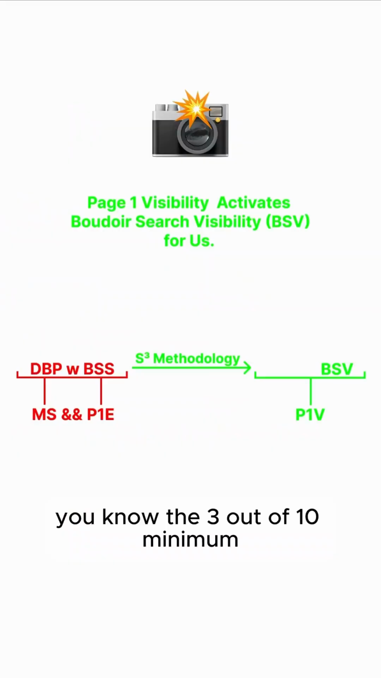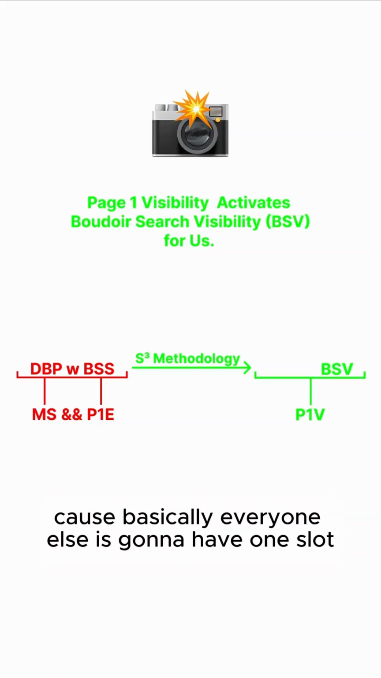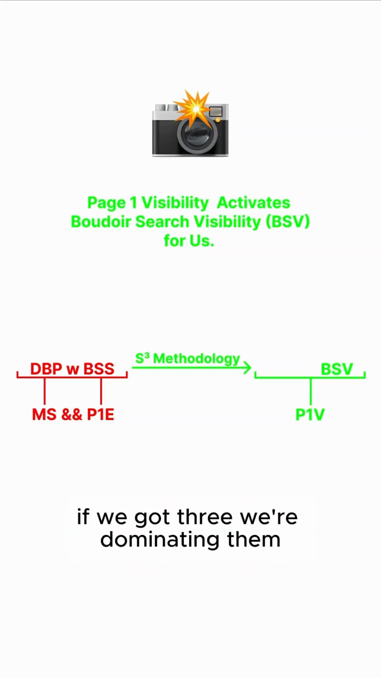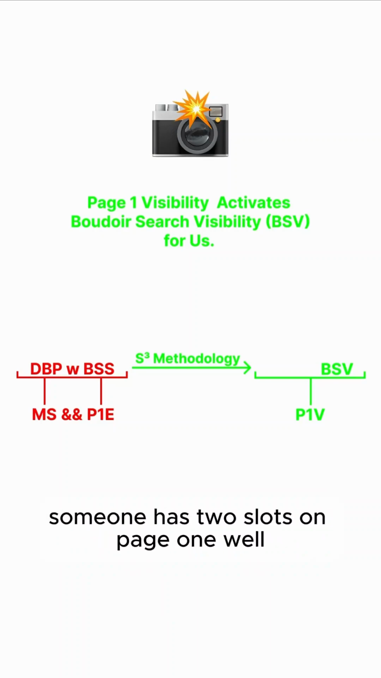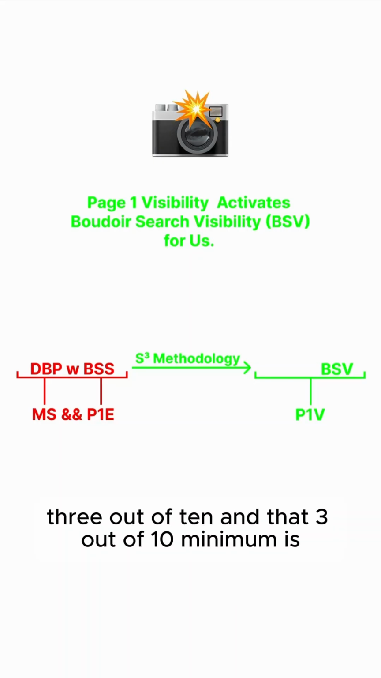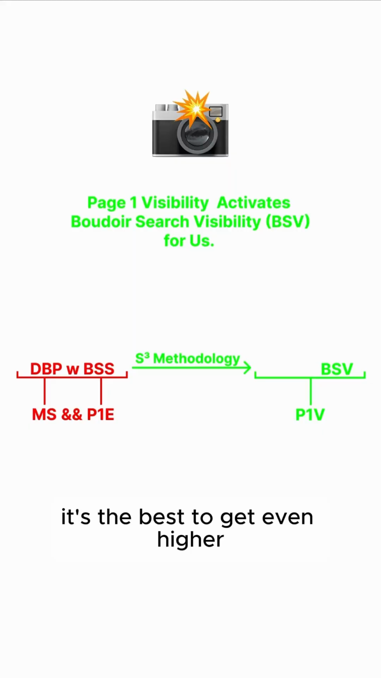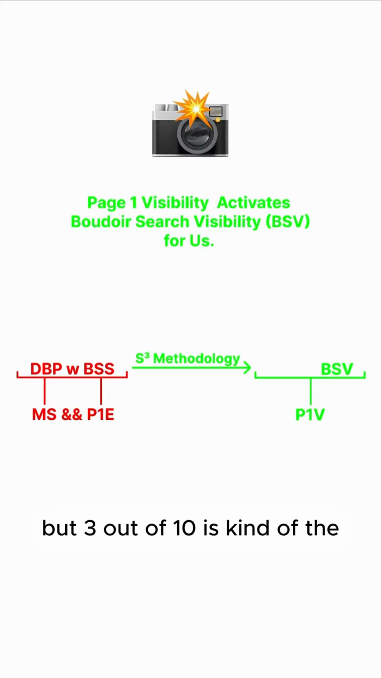You know, the 3 out of 10 minimum, 3 out of 10 page one slots on Google search minimum, because basically everyone else is going to have 1 slot. If we got 3, we're dominating them. And in the ultra rare chance someone has 2 slots on page 1, well, we're going to have 3. We're still dominating them. So that 3 out of 10 minimum is really the best for all scenarios. Obviously, it's best to get even higher, but 3 out of 10 is kind of the minimum where we want to get to.